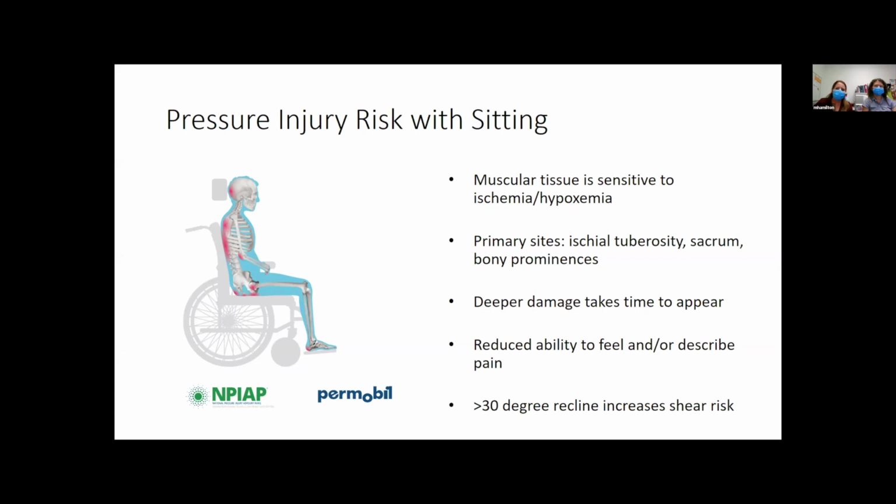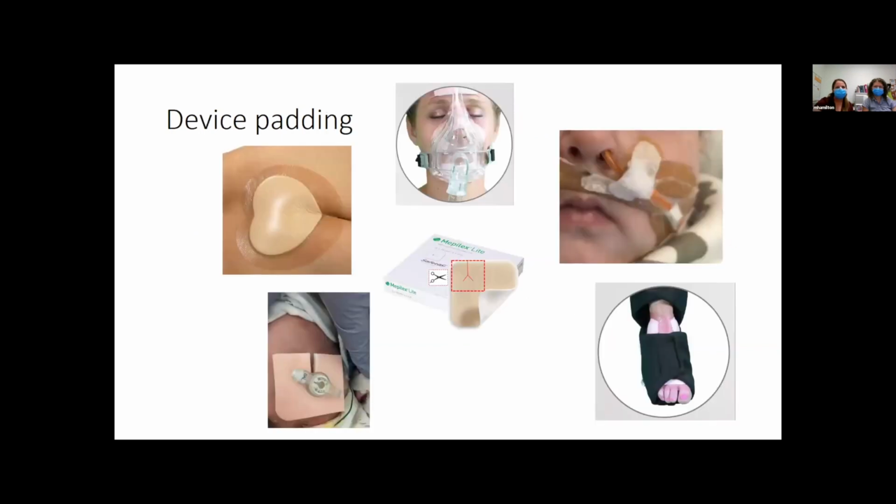Our SMA patients also have that reduced sensation, so they might not be able to describe pain, which can put them at higher risk of pressure injury. And then for any patient, SMA regardless, any seated position above 30 degrees puts you at high risk for shear, and that will weaken the integrity of your skin layers, and so that puts you instantly at a higher risk of pressure injury.